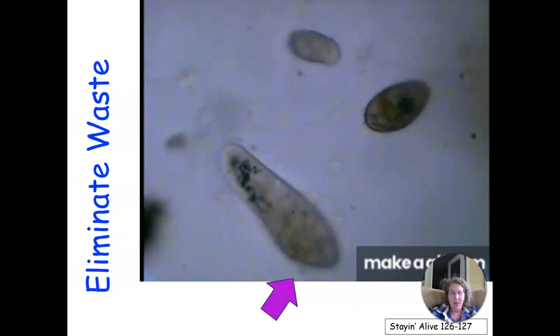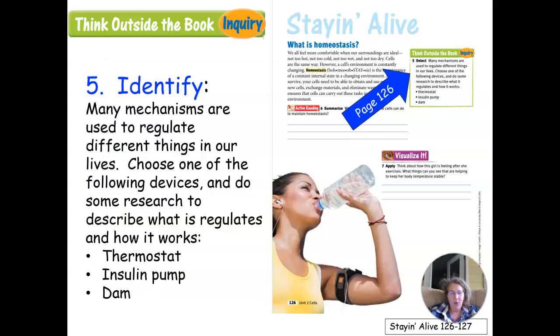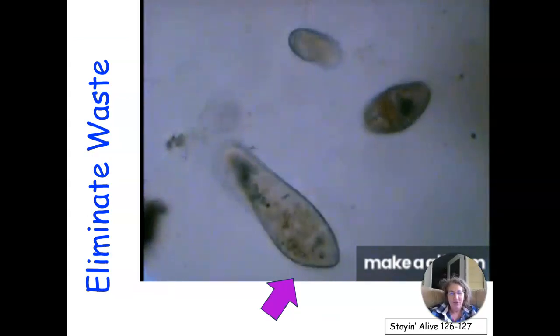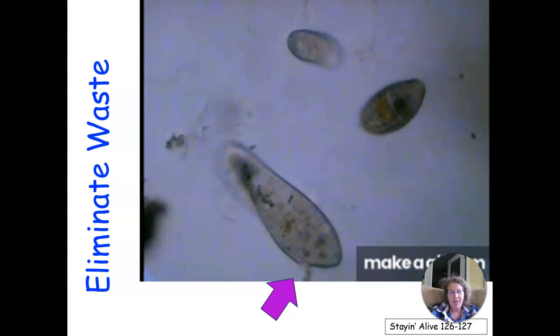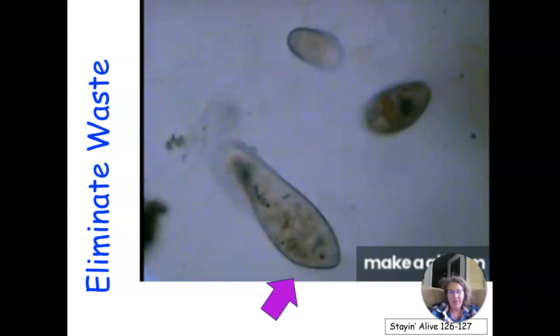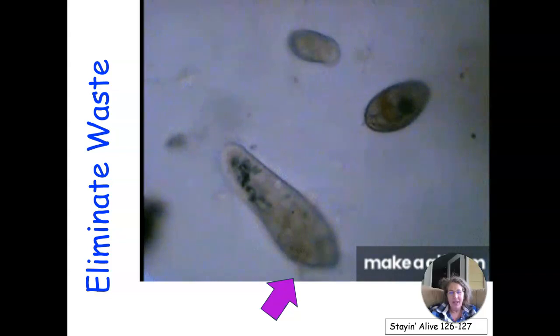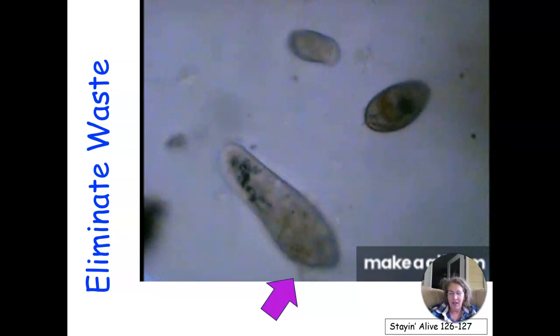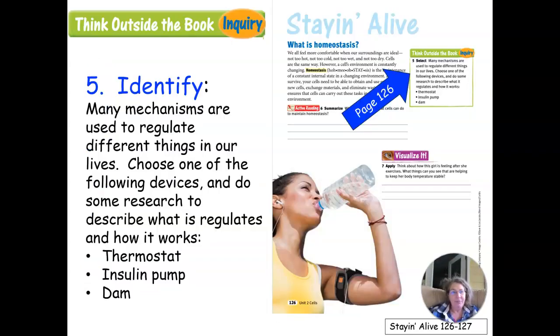So here is an example of a paramecium undergoing exocytosis. And I put an arrow so you could see it better. I'll play it again. So the paramecium is getting rid of some of the cell waste. Hopefully it'll play again here. So all cells, even unicellular cells, have to get rid of metabolic waste.